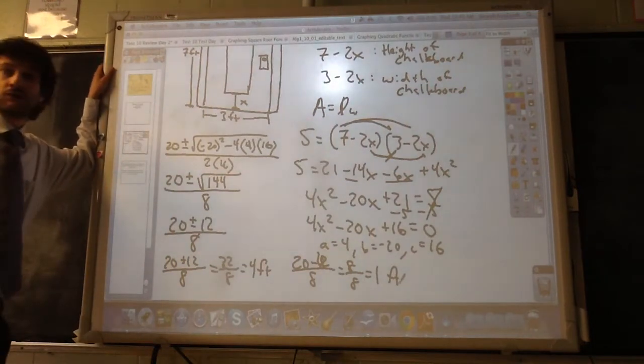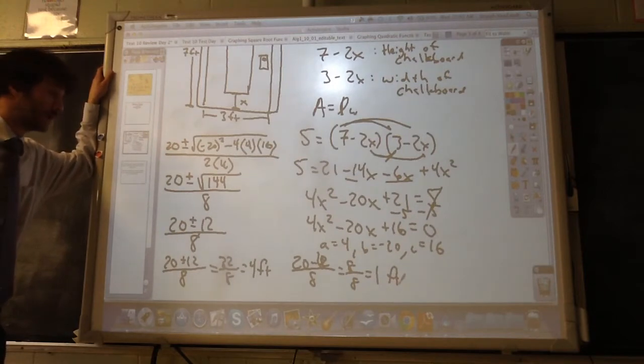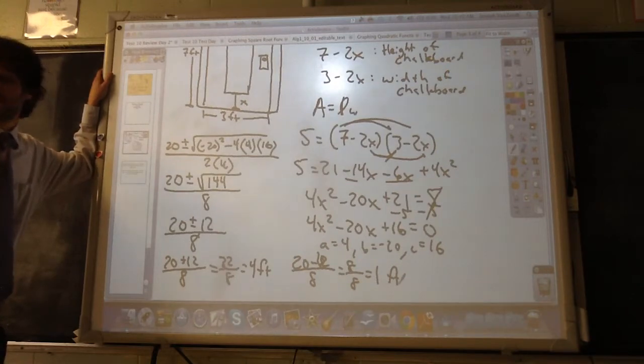Okay, one of these answers is no good. I have an extraneous solution, which we've talked about before. That means I've got an answer that does not make sense in this problem. So I want you to look at 4 feet and 1 foot as my options. Look at the details of the problem. One of those answers should scream to you as definitely got to be wrong. Yes? 4. Why is 4 feet wrong? Because it's over the width of the door.